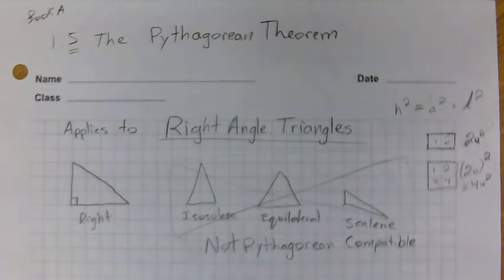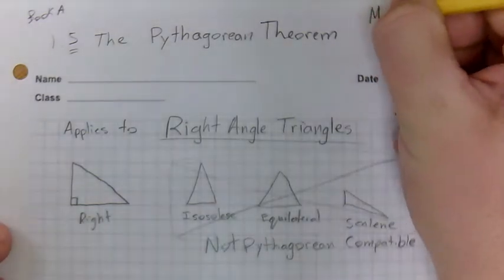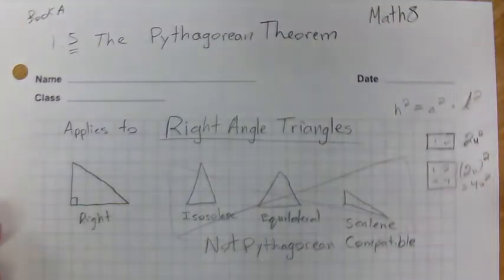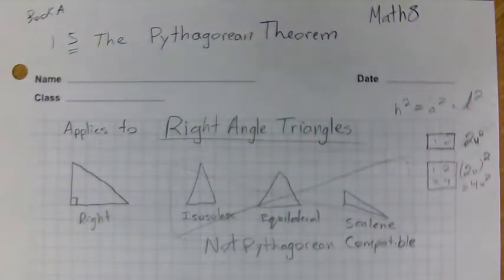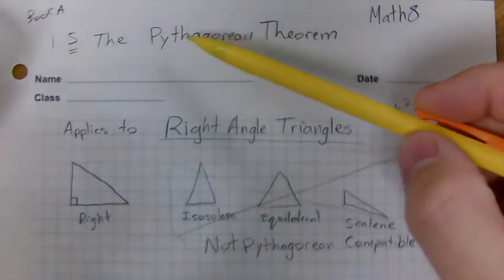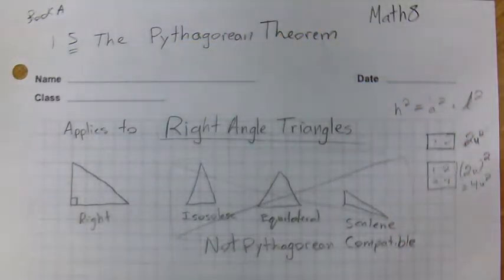Hello, grade 8. This is lesson 1.5. It's all about what's called the Pythagorean theorem. Now it seems a little complicated just in its title, but it'll come.